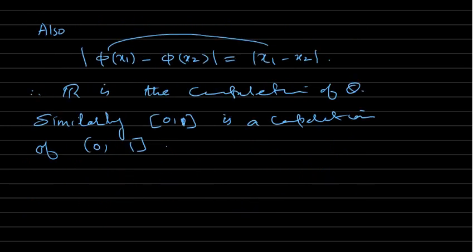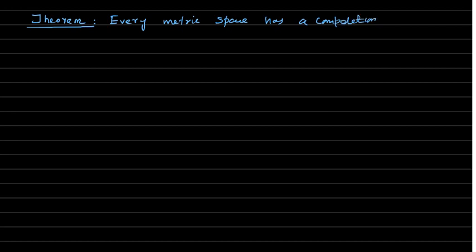OK, so these are the completions of these given spaces. Next we discuss the theorem called the completion of metric space: every metric space has a completion. This is the theorem.